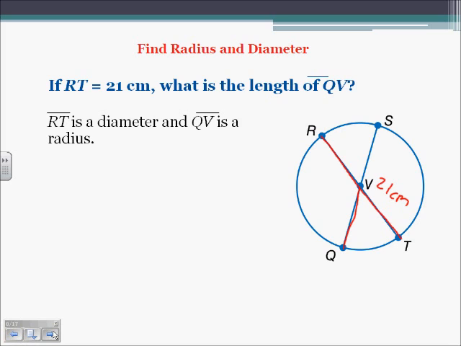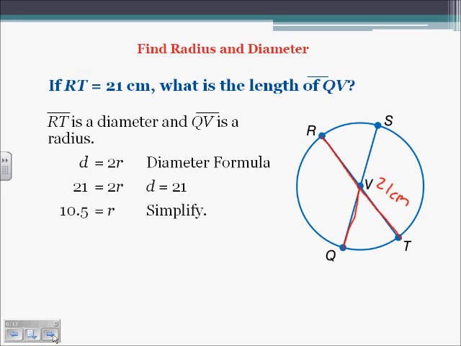Since RT is the diameter and QV is a radius, we know they're going to relate to each other. We know our diameter is going to equal 2 times the radius, so we just plug in what we know. RT is the diameter, so D is equal to 21. That's going to equal 2R. Solving for R, because we want the radius, we want QV, we just divide by 2, so our radius is going to be 10.5. Again, QV, since it is a radius, is going to be equal to 10.5 centimeters.